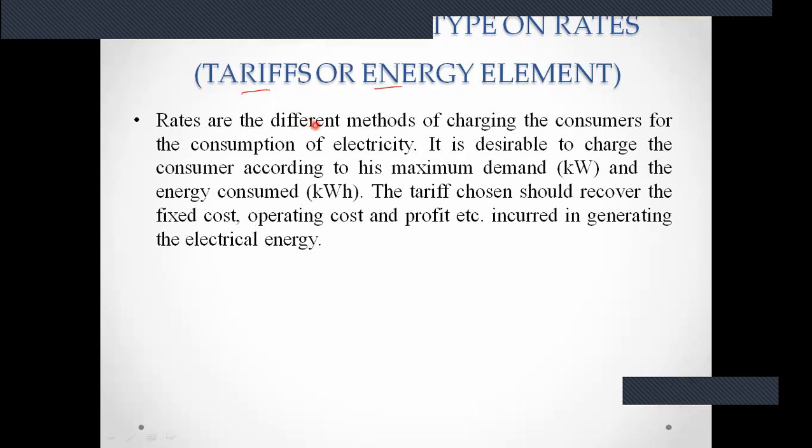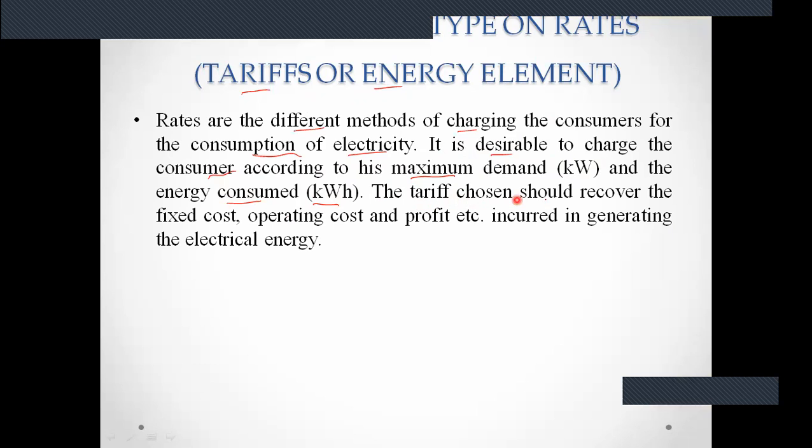So we know that rates are different methods of charging consumers for the consumption of electricity. For our state, Maharashtra, and likewise UP state, the tariffs, that is the charges for electricity consumption, are different. It is desirable to charge the consumer according to the maximum demand and the energy consumed. Maximum demand should be in kilowatt, and energy consumed is in kilowatt hour.